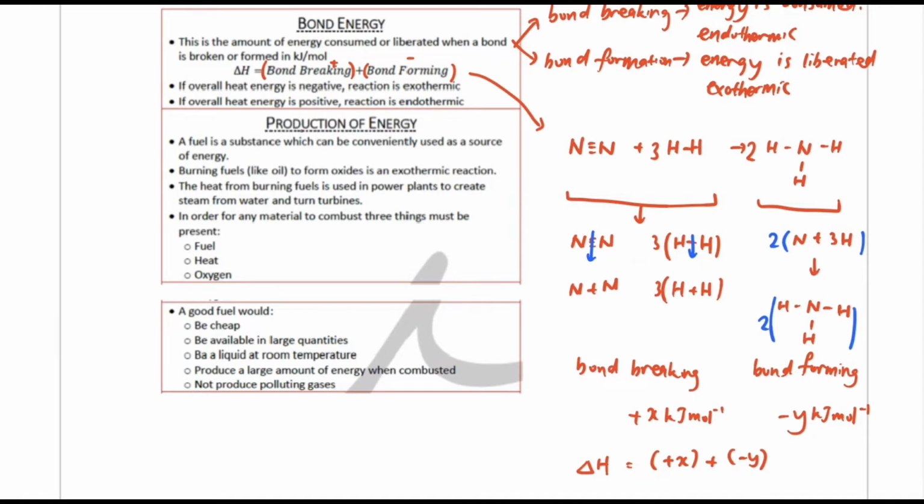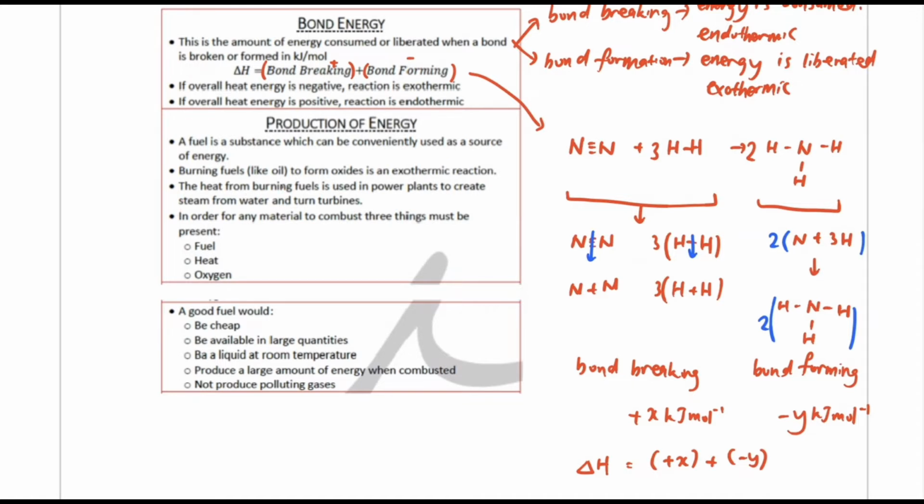Okay, now let's look at the next point. Production of energy. A fuel is a substance which can be conveniently used as a source of energy. So for example, fuel, petrol, is a source of energy for the car. Burning fuels like oil to form oxides is an exothermic reaction. So you burn the petrol to form oxides, carbon dioxide. So that is an exothermic reaction. It releases heat to the car engine to move the car.